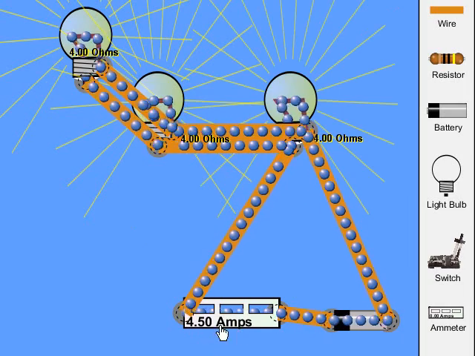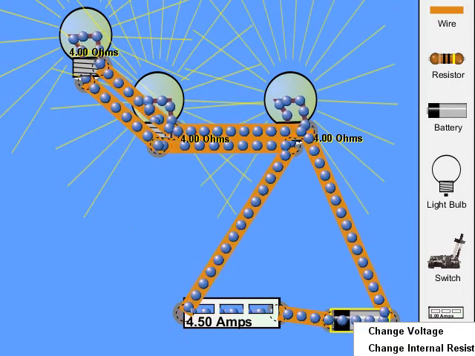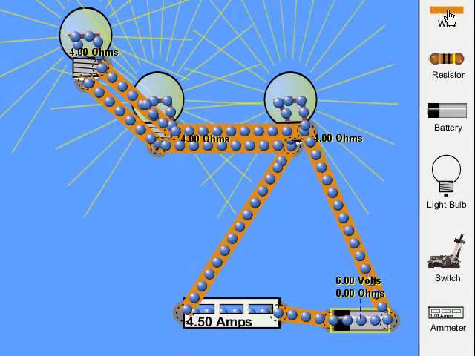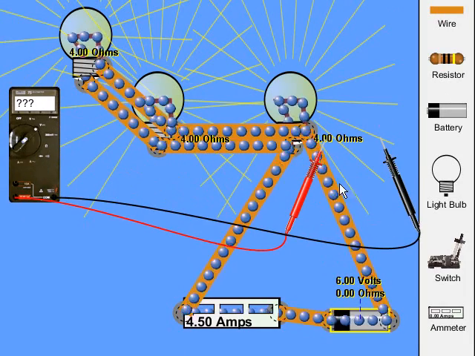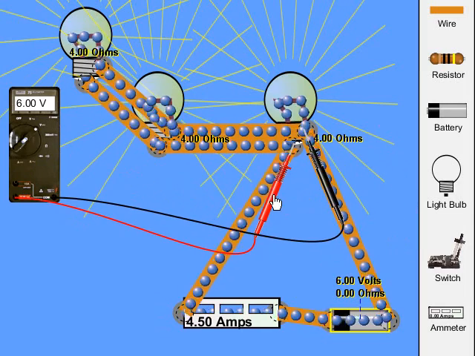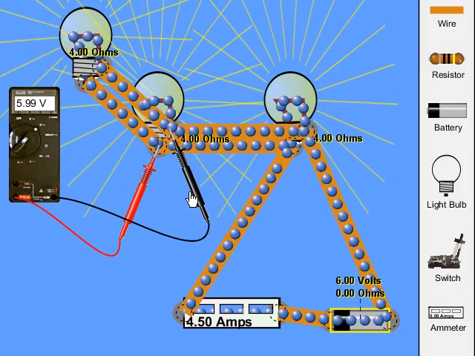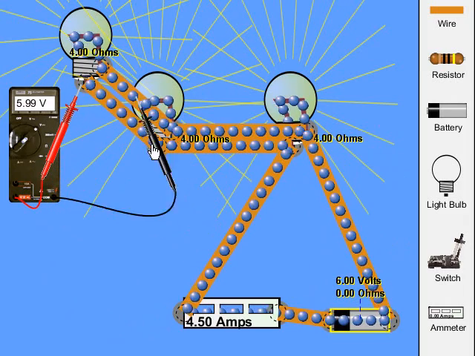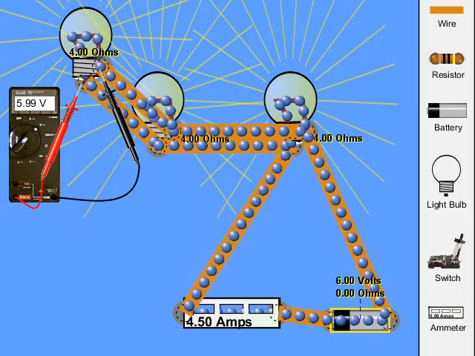What we can see here is the 4.5 amps that was calculated times the 6 volts on this one here is, of course, 27 watts. And then if we, for example, measure the voltage on any one of the three lamps, so here we go, 6 volts, 6 volts, all right, 5.99, and 6 volts, or 5.99 rounded to 6 volts.